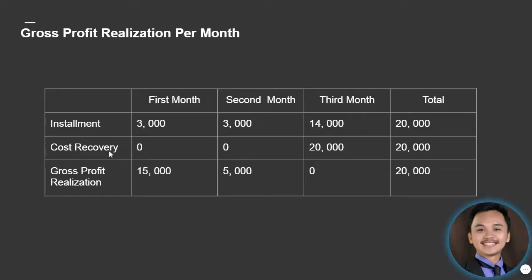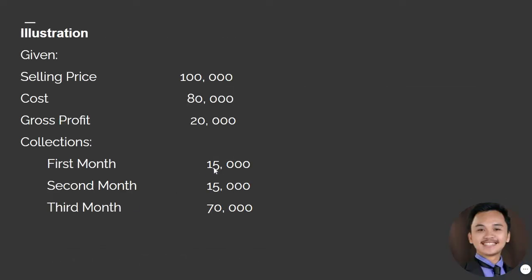Now, how about under cost recovery method? Under cost recovery method, any cash collections will be used to account for the total cost of the merchandise first. And when the total cost of the merchandise is fully exhausted, then subsequent collections will be accounted as gross profit. So for example, on the first month, we have a collection of 15,000. Right? We have a collection of 15,000 for the first month, 15,000 for the second month, and 70,000 for the third month.